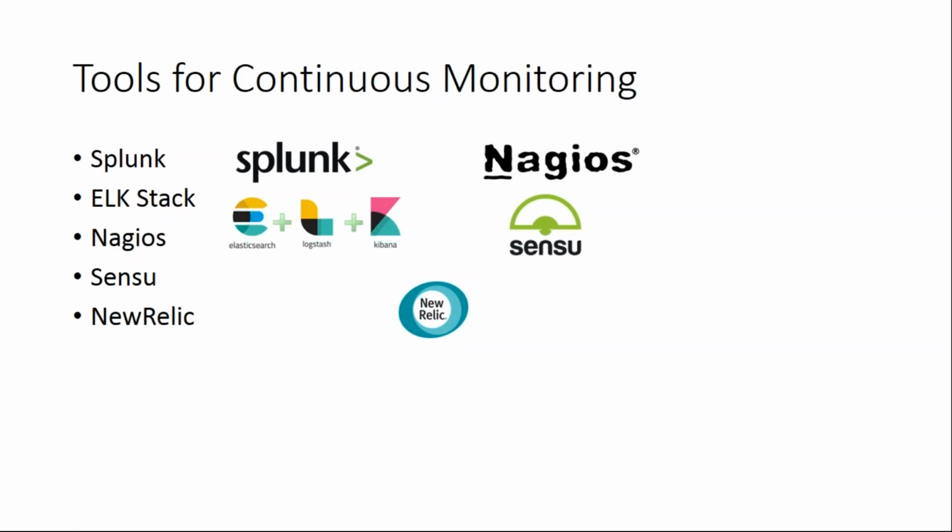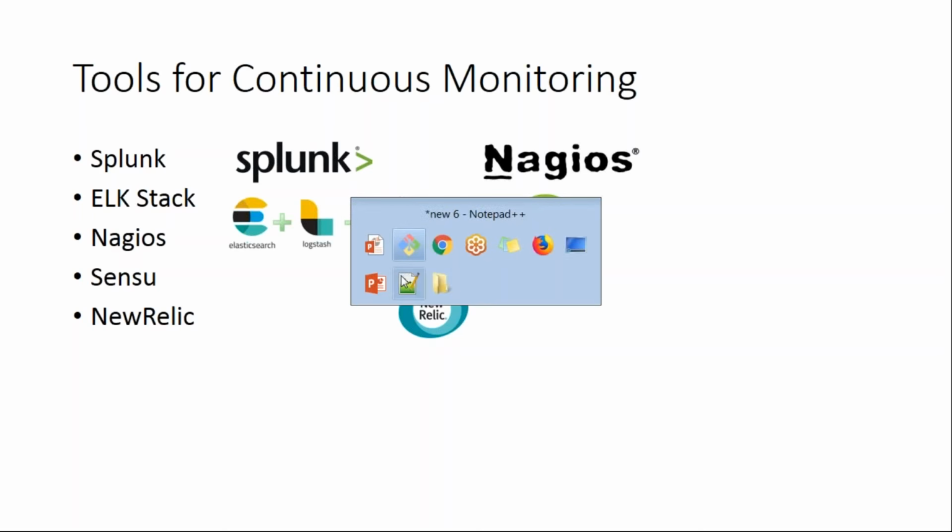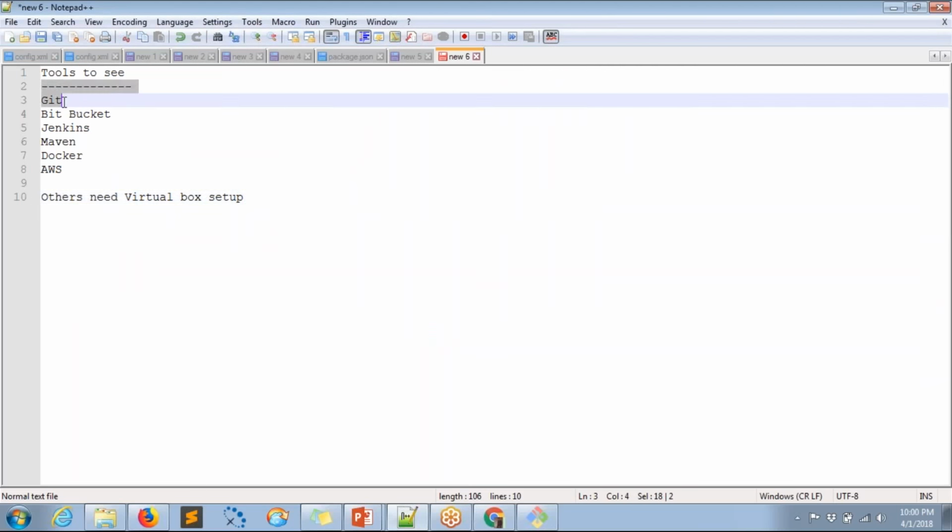That tool they have to know, and accordingly they have to know all other tools also. So how the complete process is being managed till the end of deployment. So let's see about some tools I have noted down. Git environment, Bitbucket, Jenkins, Maven, Docker, and AWS.